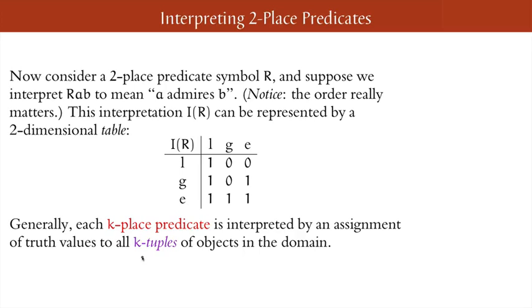3-place and higher k-place predicate interpretations are more difficult to represent using a table, so some other listing or description is usually required. Remember that a predicate behaves like a proposition with holes in it. If we fill in the appropriate number of holes with names for objects, then the result is a proposition that is either true or false.